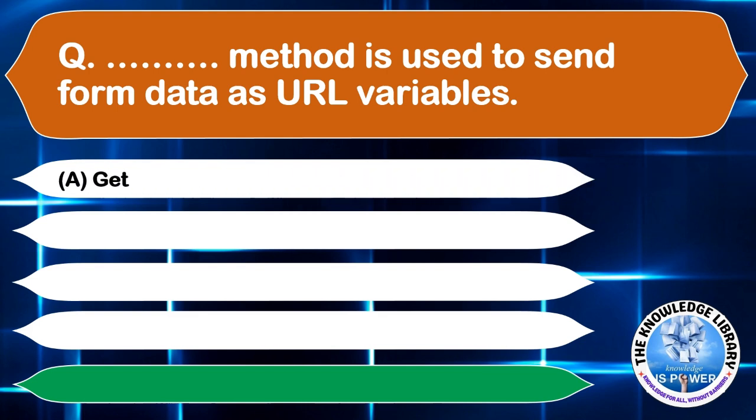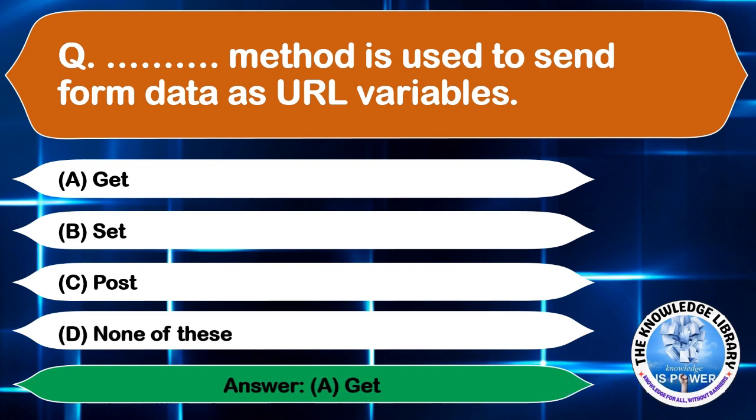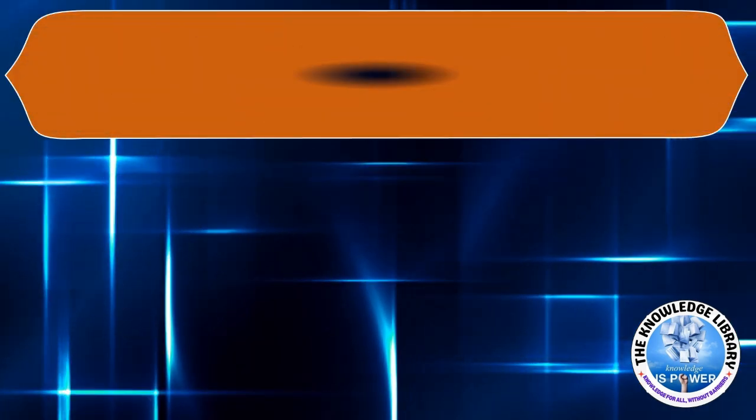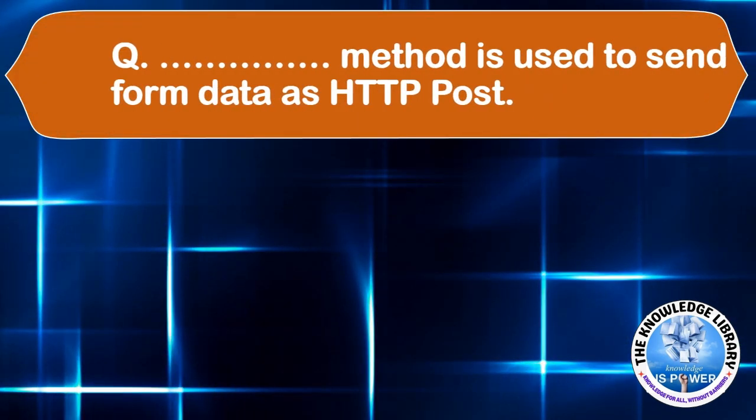The next question is, dash method is used to send form data as URL variables. Option A, get. Option B, set. Option C, post. Option D, none of these. The correct answer is option A, get.